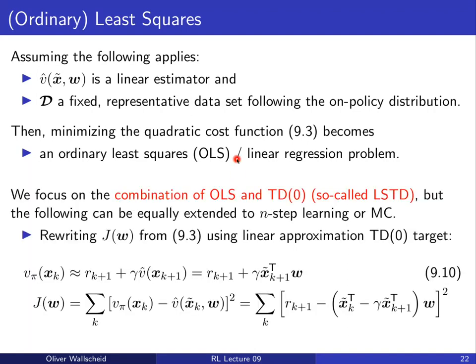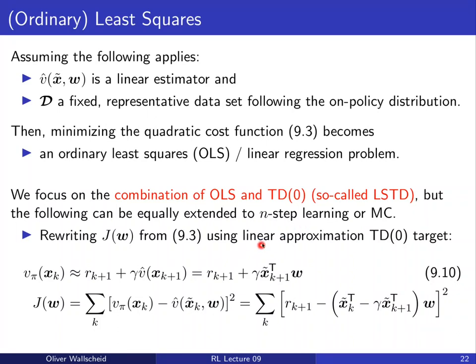The combination of ordinary least squares and TD0 in order to get the estimates of the targets is called LSTD, which we will focus on through the next three or four slides. However, the same methodology can also be applied to n-step learning or Monte Carlo. We don't focus on that here and will only show the details on LSTD. If you are interested in the same methodology for n-step learning or Monte Carlo learning, then just derive the equations on your own. It's straightforward.